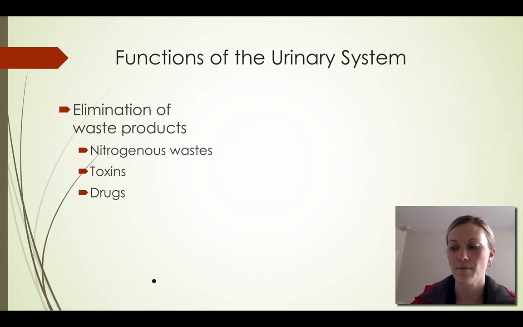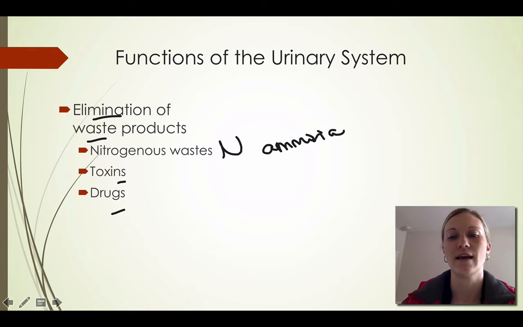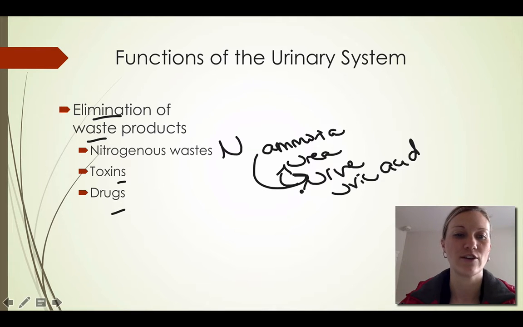All right, so the major purpose of the urinary system is to rid the body of nitrogenous waste, toxins, as well as drugs. Nitrogenous wastes are anything that contains a nitrogen. These are things like ammonia, bicarbonates, and what else? So you have urea and urine and uric acid. All of those things are going to be filtered out and they're going to turn into urine or urea and ultimately urine. So you're going to get rid of toxins as well as drugs.